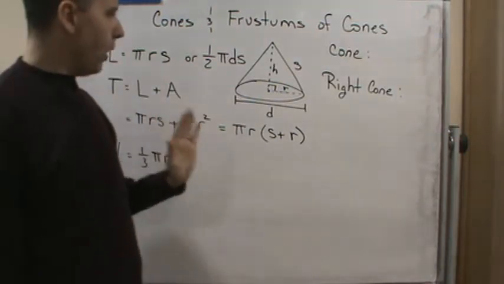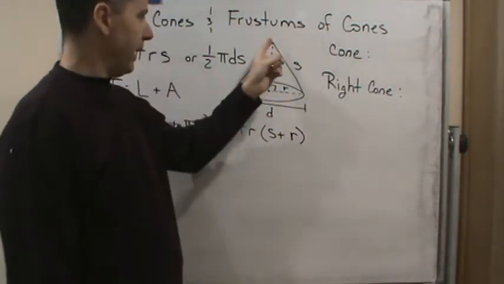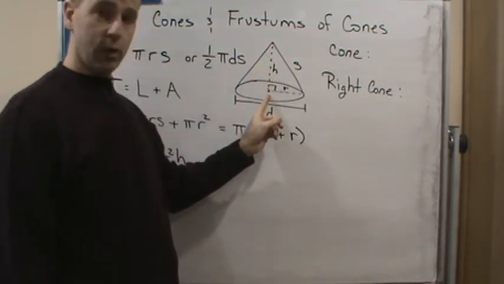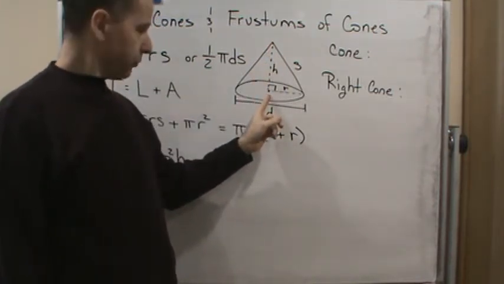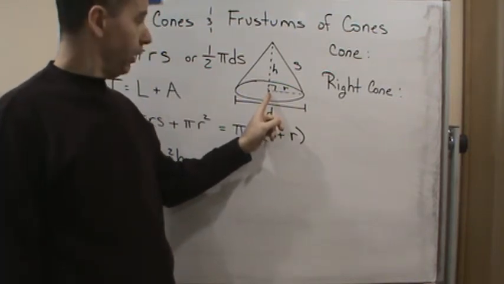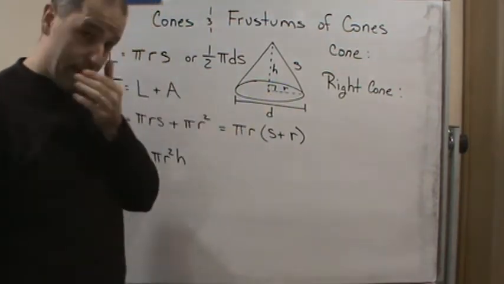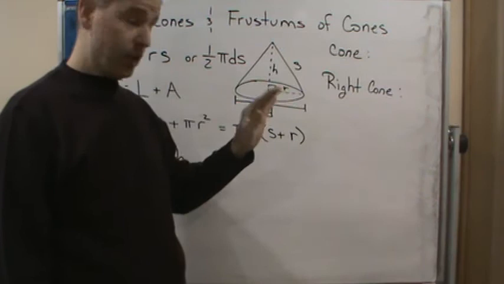Now a right cone is one where, just like a right pyramid, the apex is directly over the center of the base. In this case, a circle. And so a right cone is what we're going to be dealing with. But again, you don't have to have a right cone. You could have a slanted cone and stuff like that.